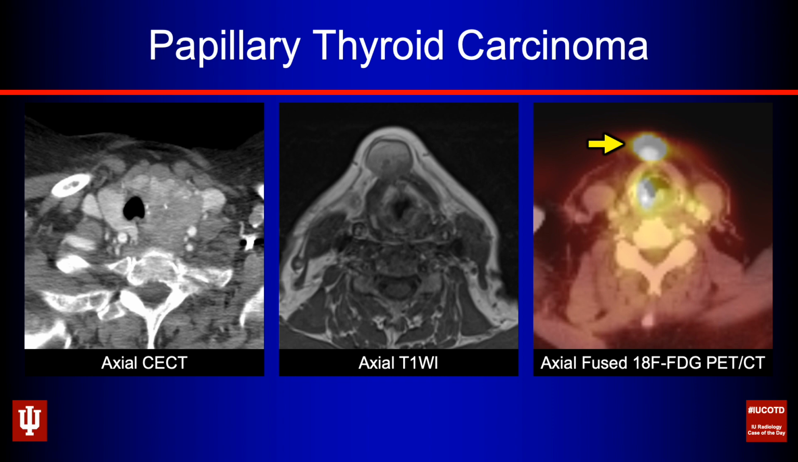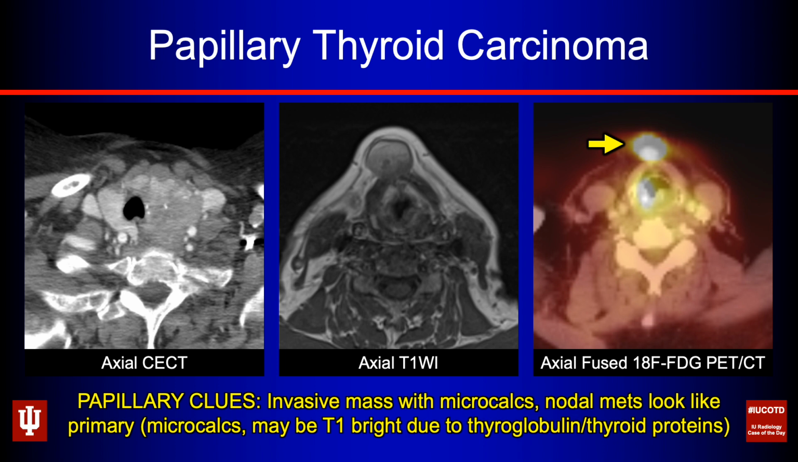So, things that I think are helpful clues when you're dealing with papillary thyroid carcinoma: look for an invasive mass or a potentially invasive mass. Look for microcalcifications. Keep in mind that those nodal metastases oftentimes look quite a lot like the primary tumor, may have microcalcifications within them, may be T1 bright due to the fact that it's churning out thyroglobulin or other thyroid proteins.